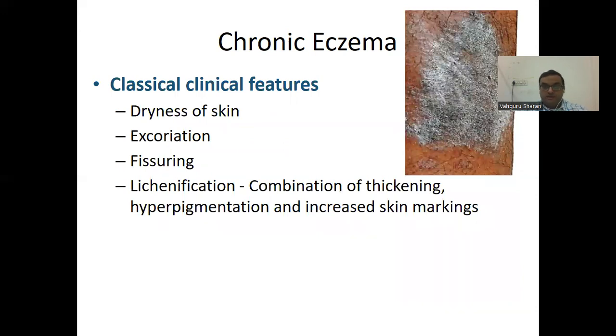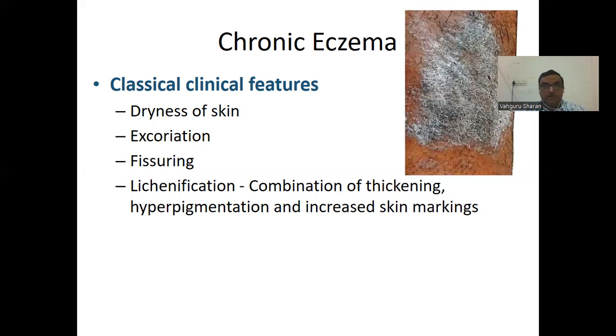Chronic eczema is a dry thing. It does not ooze. If there is oozing in a chronic eczema, then we call it acute on chronic eczema. Chronic eczema has always been there, but an acute flare has come up. So that is acute on chronic. Now we're talking about chronic eczema. It is characterized by dry skin, thick skin, fissured skin, lichenified skin. Lichenified is a combination of thickening, hyperpigmentation, and accentuated skin markings. It is called lichenification. So chronic eczema is sometimes also called chronic lichenified eczema or lichen simplex chronicus.